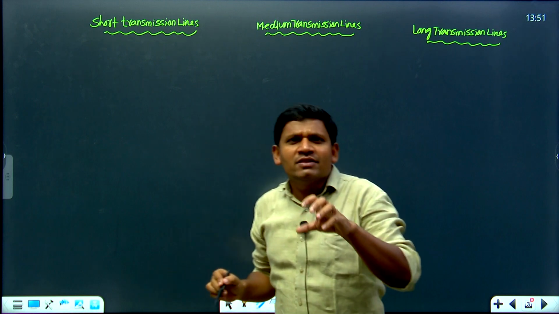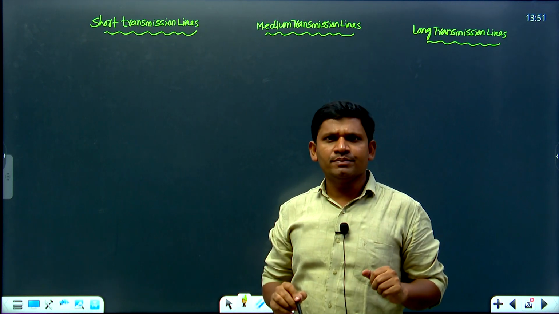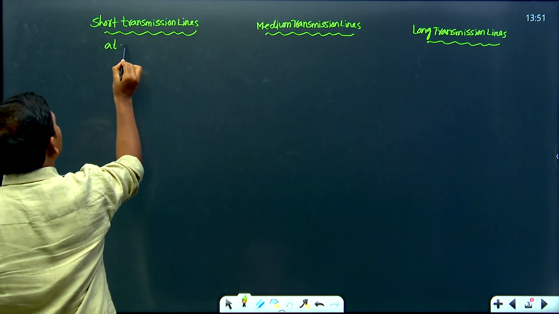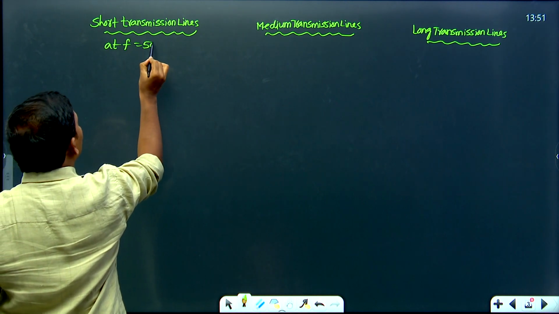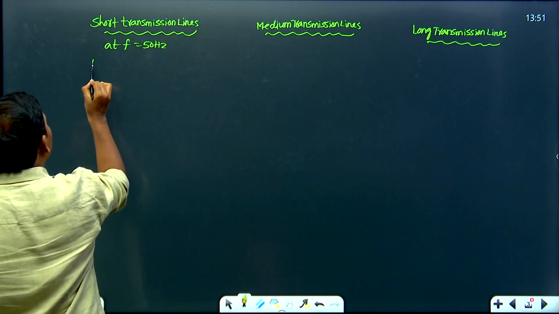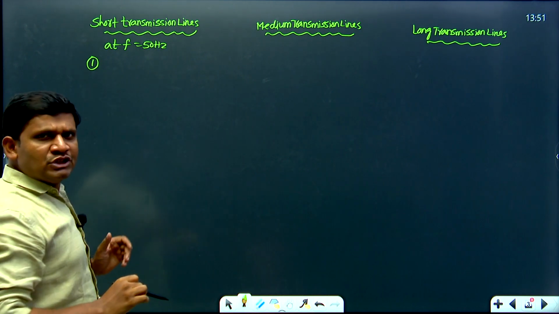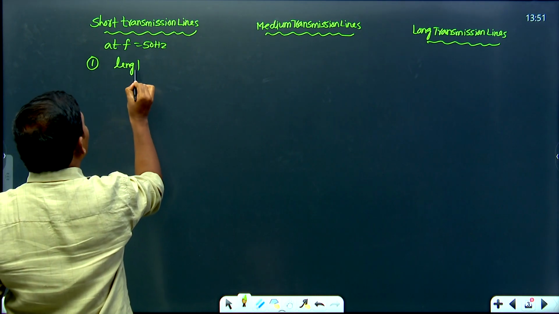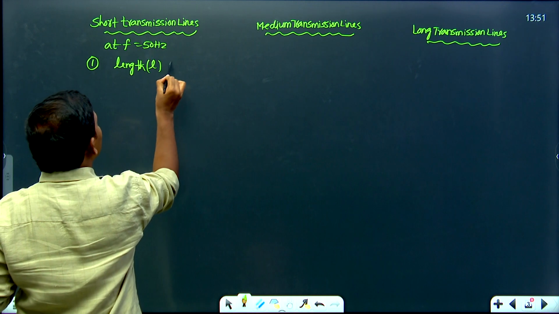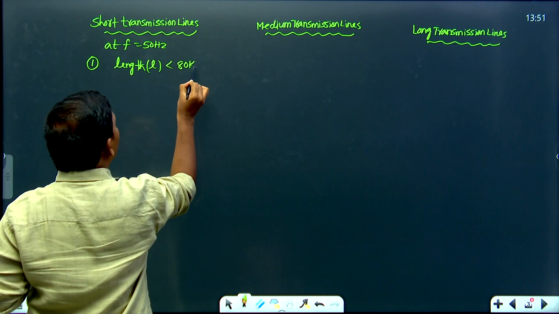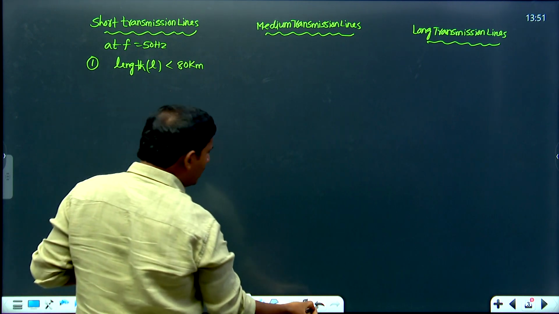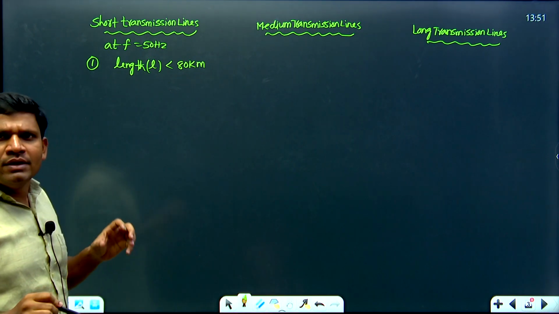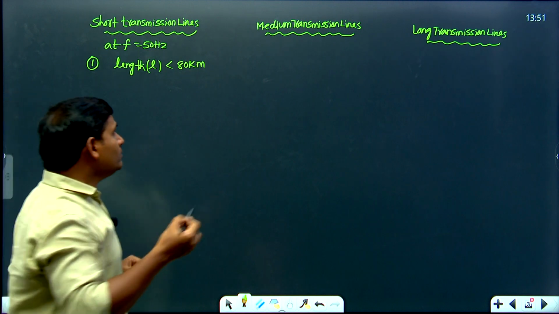Based on physical length of the line at a given frequency, in general we have to take 50 Hz frequency, at f equal to 50 Hz. When is the particular line said to be a short transmission line? If the length of the line is less than 80 kilometers, that is up to 80 kilometers, then you have to take that as a short transmission line.